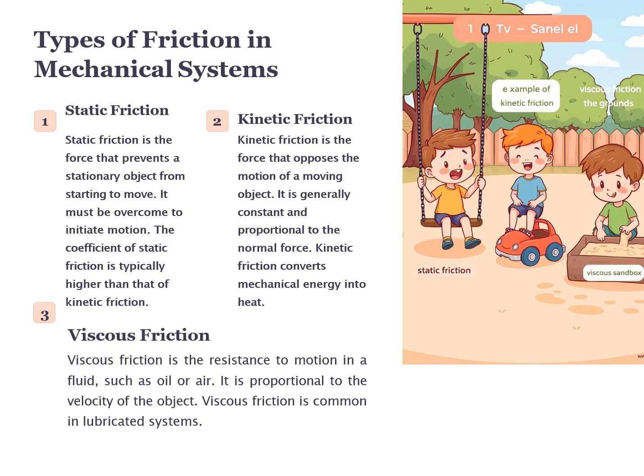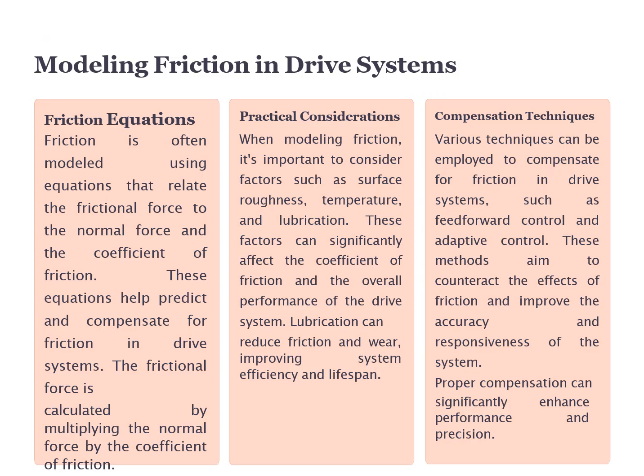Lastly, we have viscous friction, which occurs in fluids like oil or air. It's proportional to the velocity of the object and is common in lubricated systems. Viscous friction can be both a friend and a foe. It helps in damping vibrations but can also lead to energy losses if not managed properly.